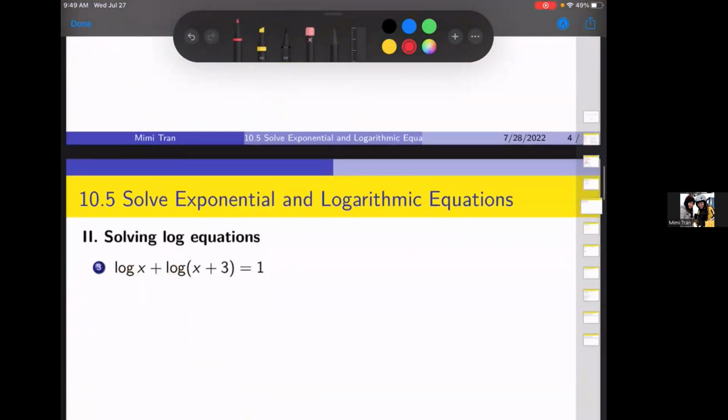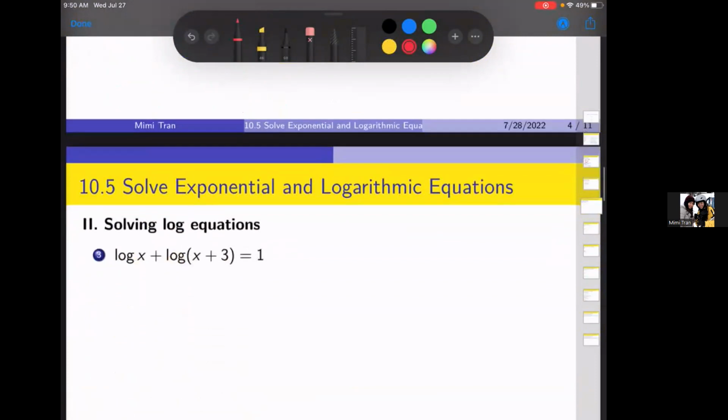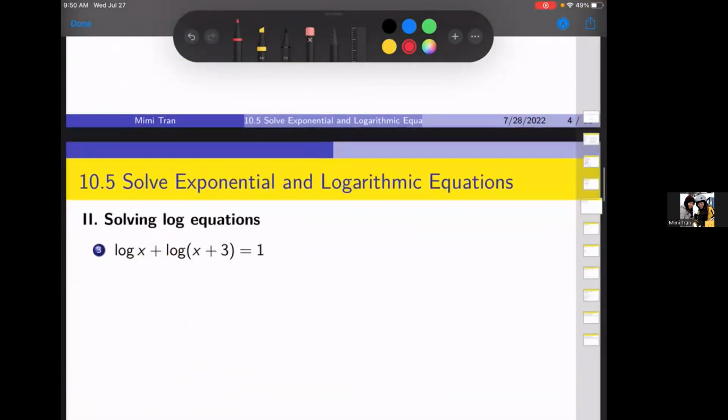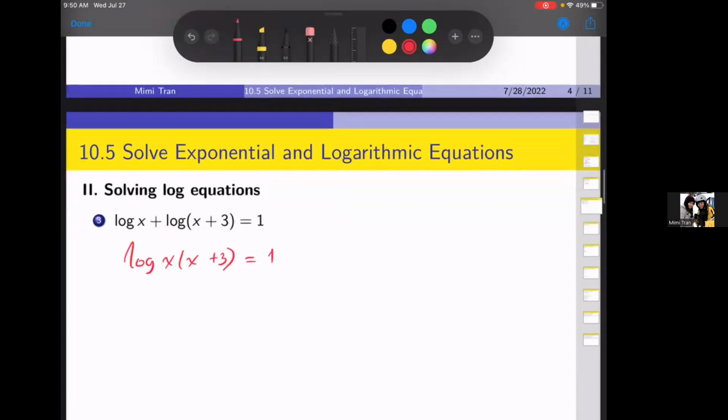So what I'm going to do is use the product rule first. Remember, they have the same base, so I'm allowed to collapse them back, right? So I'm gonna chain the two into a single log. It's gonna be log base 10 of x times x plus 3, product rule, equals 1. And again, this is base 10.